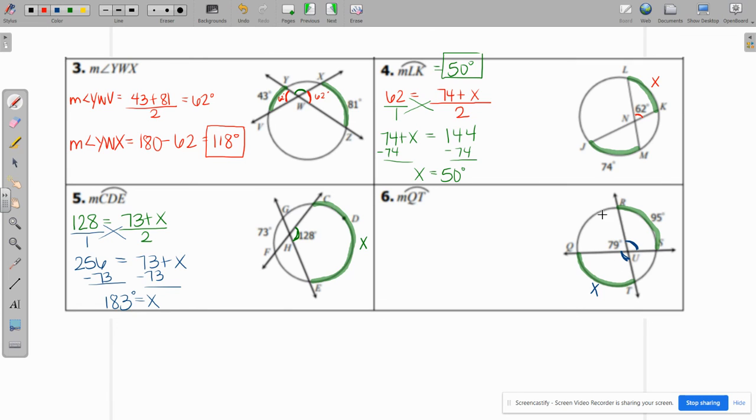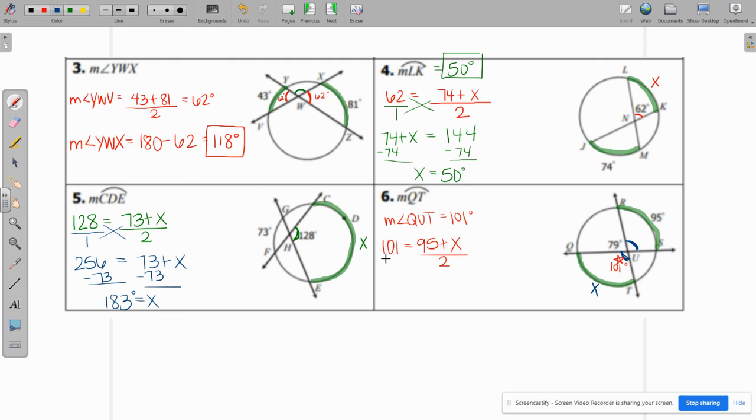But I can find that angle because angle RUQ and QUT are a linear pair. I can see that they make a straight angle. So this angle right here is 180 minus 79, which is 101 degrees. If we know that the measure of angle QUT is 101 degrees, that's the angle that we'll use in our formula. So 101 will equal the sum of those two arc measures, 95 plus x, divided by 2.